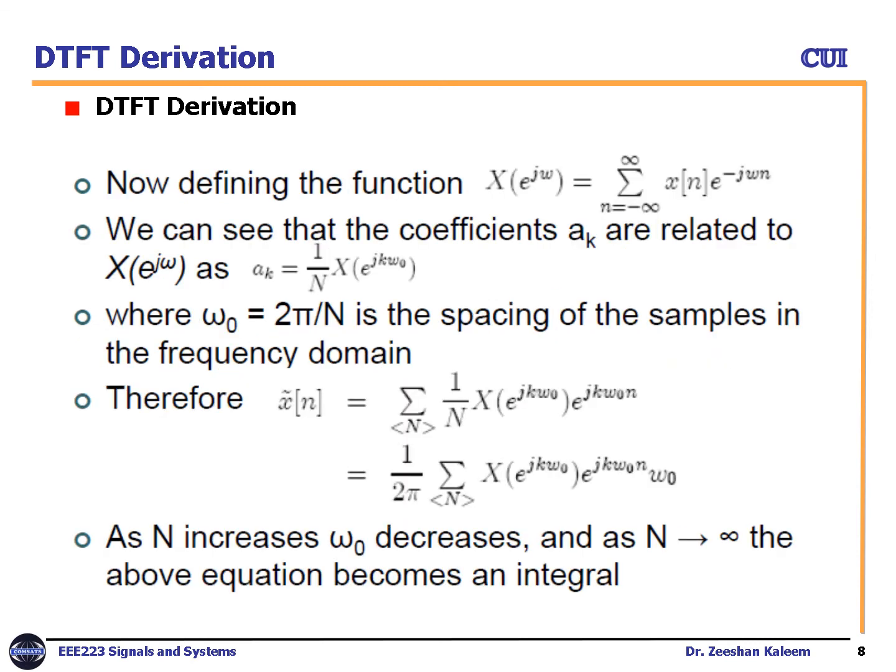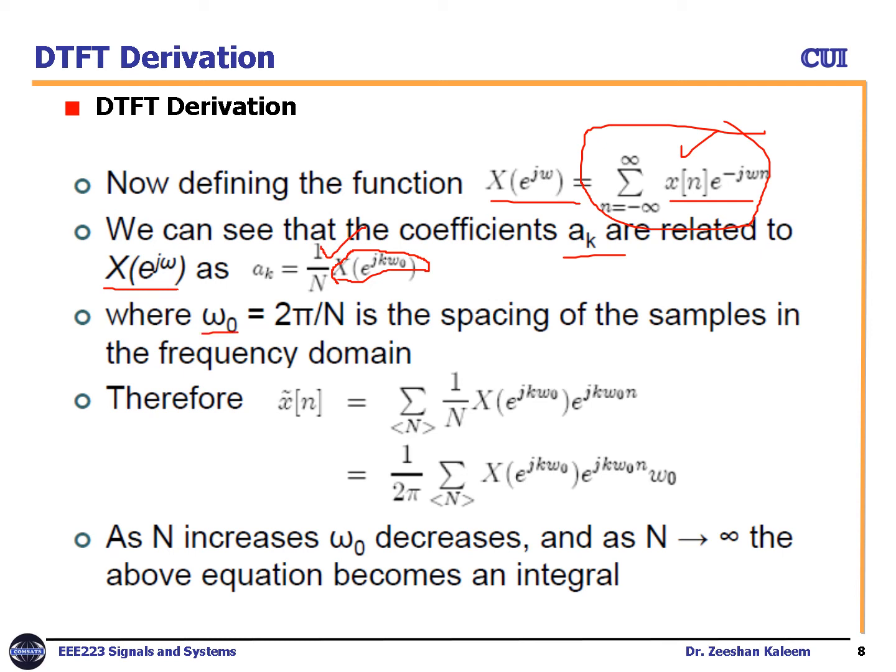Now define the function X(e^{jω}) = Σ from n = −∞ to ∞ of x[n] e^{−jωn}, and put this in the previous equation which we already derived. So we can see that the coefficients a_k are related to X(e^{jω}) like this. Put this in the previous equation. By putting this, you can replace that part with X(e^{jkω₀}), right? And 1/N is already there.